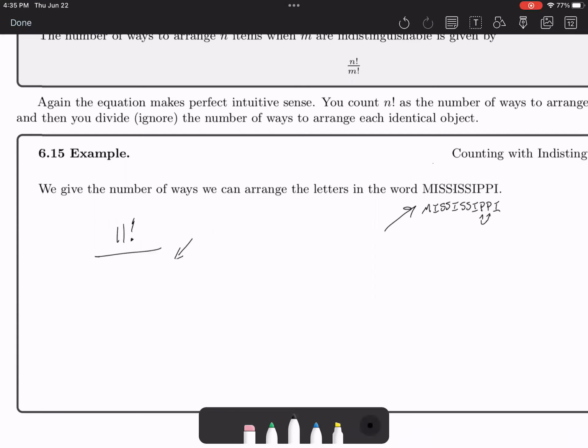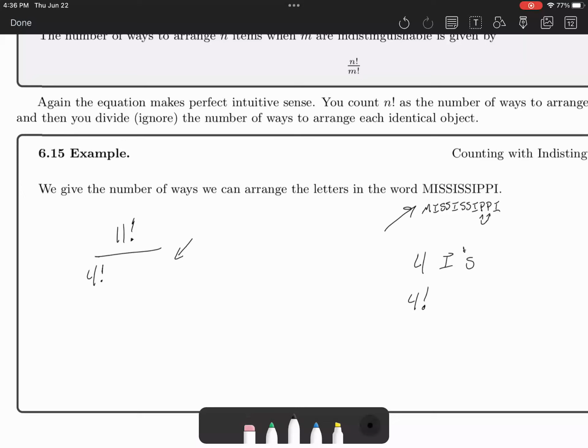So let's think about the M. The M is only present once. Let's think about the I. I've got one there, one there, one there, and one there. So I have 4 I's, which means that those 4 I's can be arranged differently, and I wouldn't be able to tell the difference. And how many ways are there to arrange 4 I's? 4 factorial. So we need to ignore the 4 factorial arrangements that confuse the order of the I's.